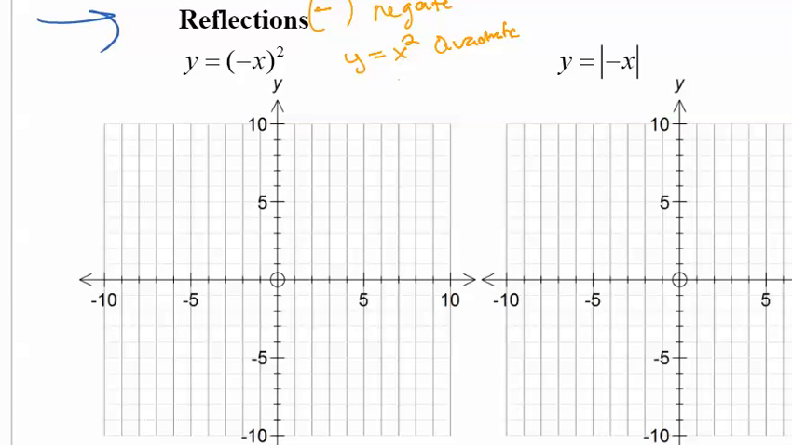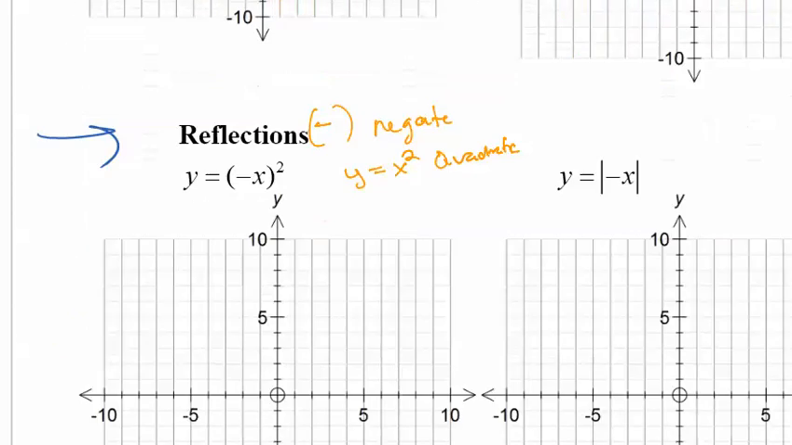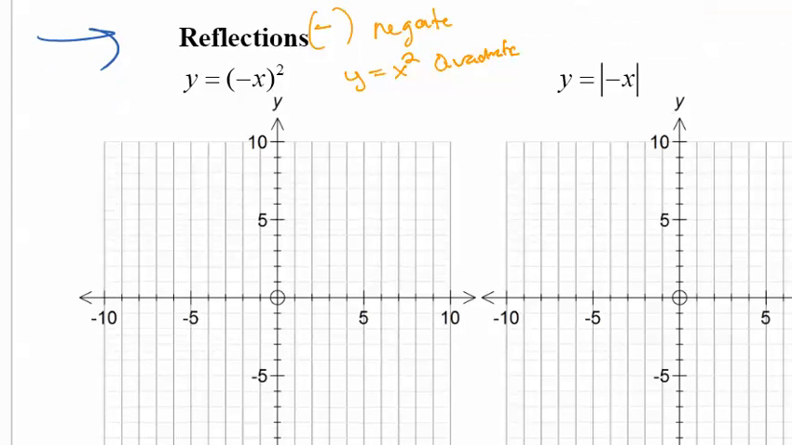Well, the negative inside with x, whatever we do to x is going to change it horizontally. So if we change something horizontally, that means what's on this side is going to go to this side, and what's on this side is going to go to that side, right? So basically this one is going to be reflected about the y-axis. Okay, so let's see what that means.